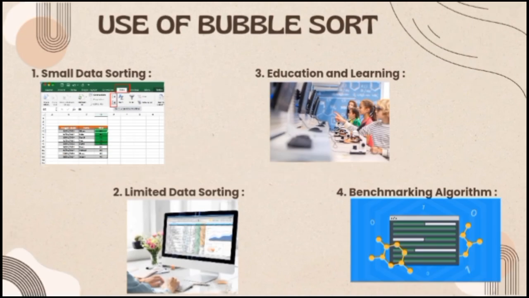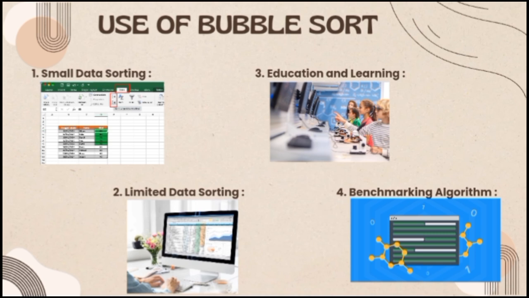Okay, next one. Use of bubble sort. First point is small data sorting. Although inefficient for large amounts of data, bubble sort can be used to sort a small amount of objects or data in everyday life. Examples include ordering several items on a shopping list or ordering several names on a small list.